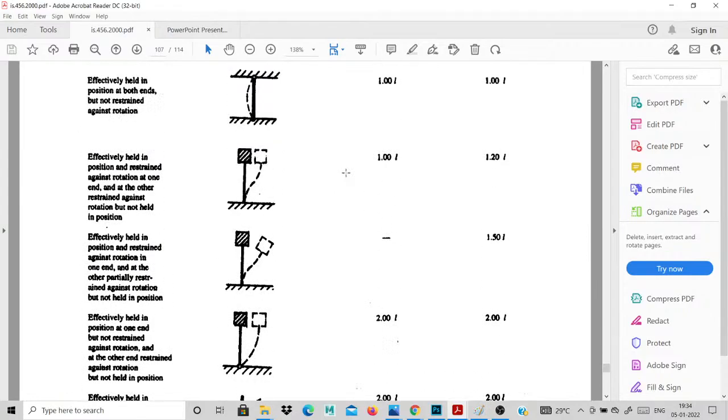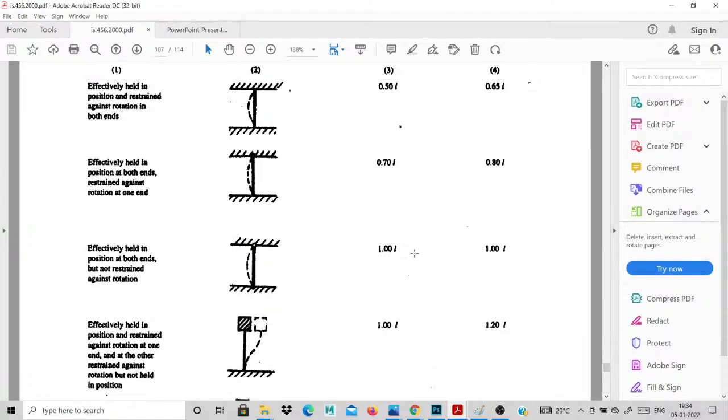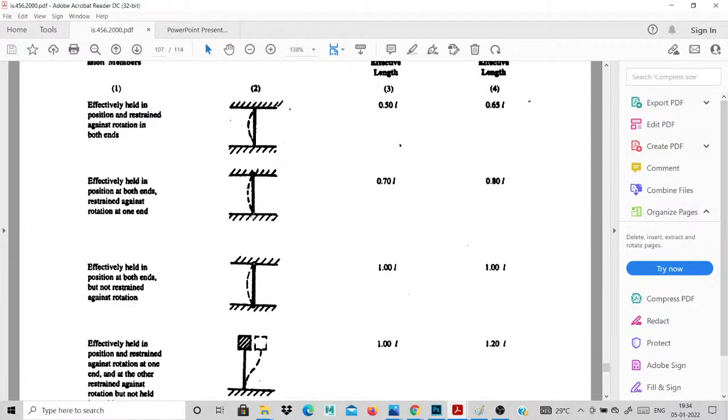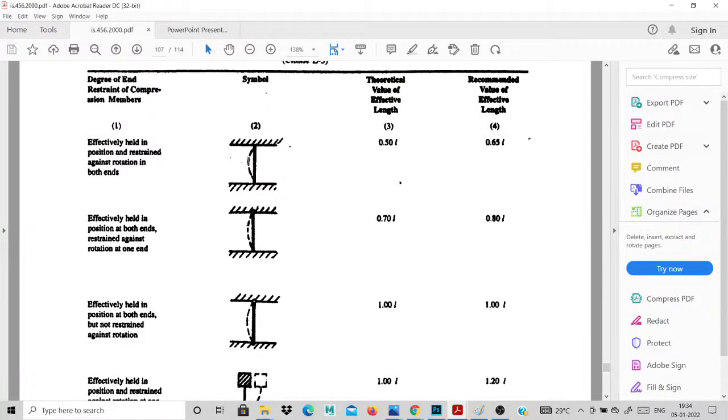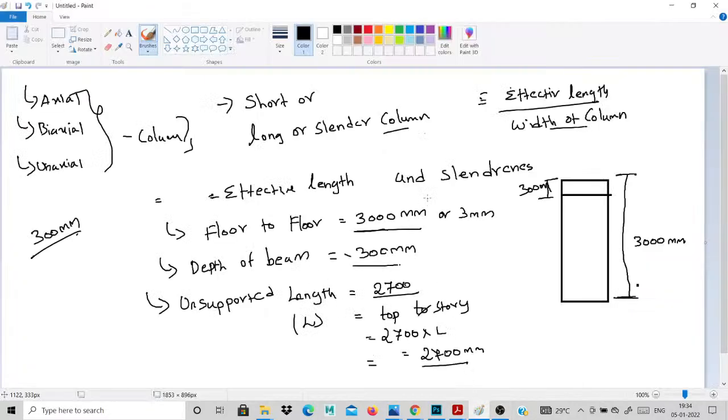in IS 456, page number 94. I take 1L where both ends are fixed or both ends are hinged, based on your bending. This is a bending column, also buckling, a buckling condition resisting buckling. Where one end is fixed and the other end is free, I simply take my column length as L. This is our buckling condition for your column.